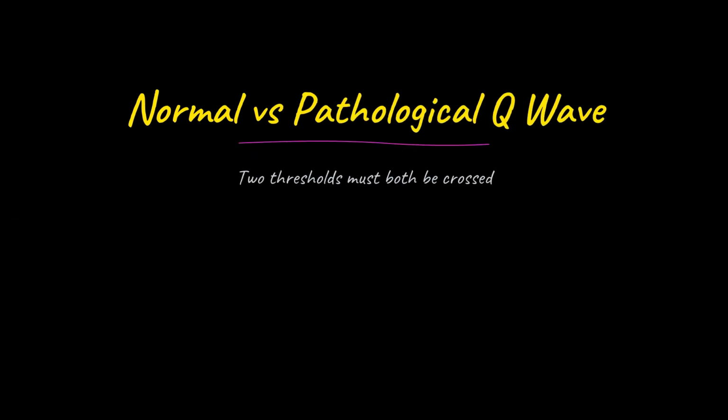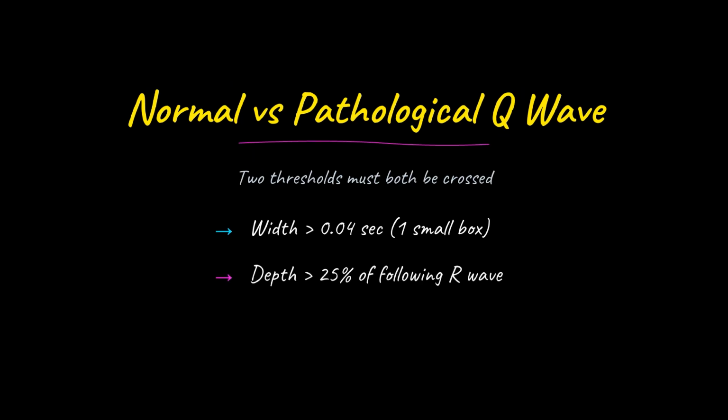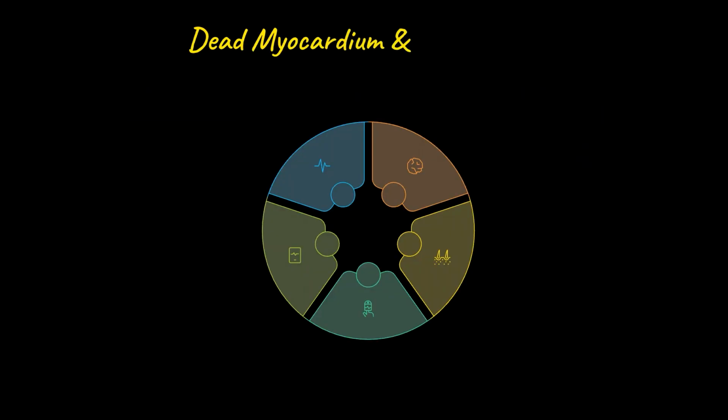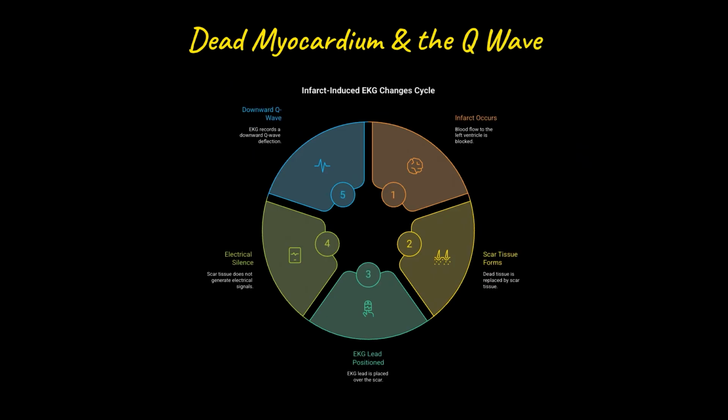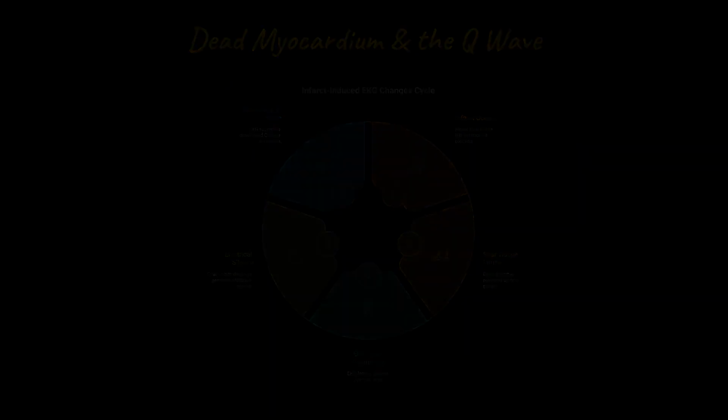A Q wave becomes pathological when it exceeds two size thresholds, wider than 0.04 seconds and deeper than 25% of the R wave that follows it. Critically, this pattern must appear across contiguous leads in the same coronary territory, not in a single isolated lead. Dead myocardium produces no depolarization vector. When scar tissue replaces a section of ventricular wall, any lead looking at that region records only electrical silence, which appears as a downward deflection at the start of the QRS, the Q wave itself. The wider and deeper it is, the larger the scar.